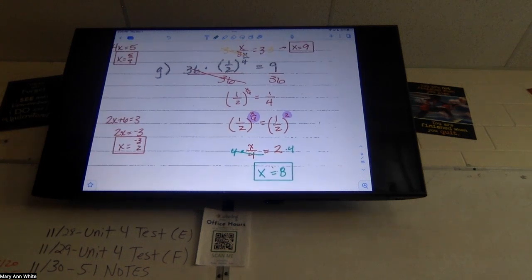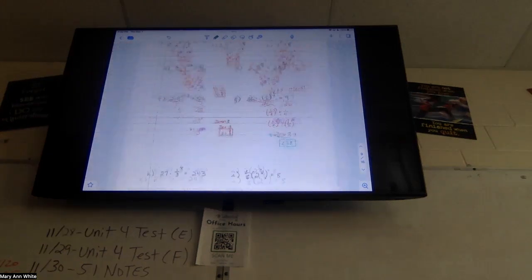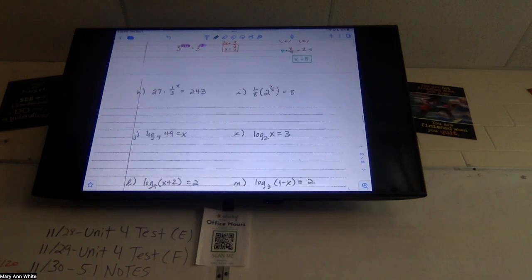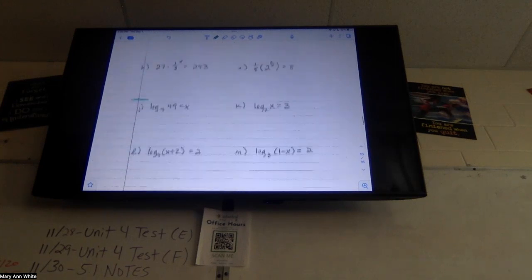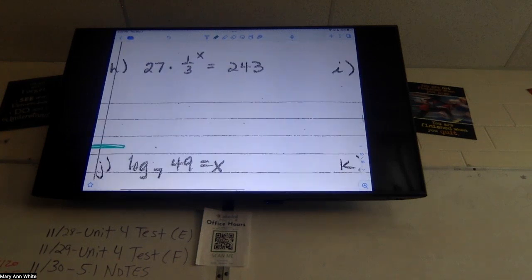Right, go ahead and flip your paper over. The next 2 are really similar to this. Go ahead and try those 2 as well. And then J and K look a little bit different. So go try the next 2. I'll follow up with you in 1 second.